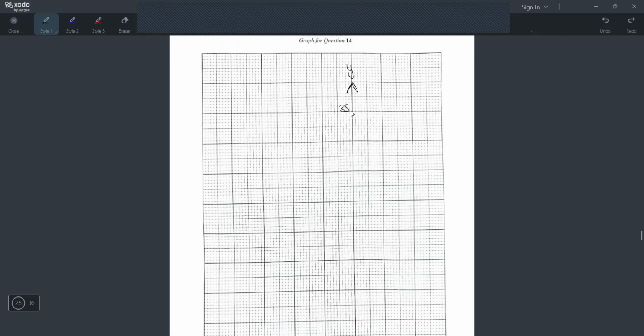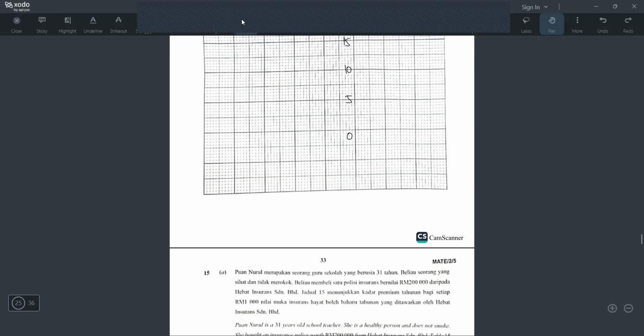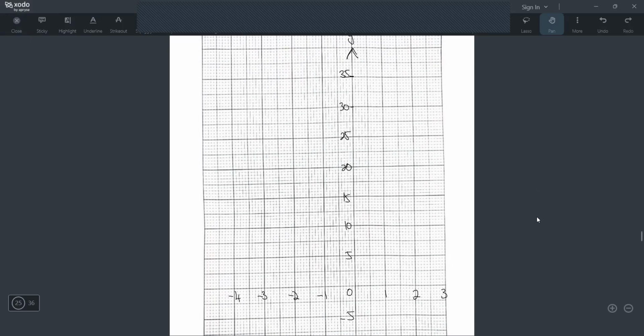So I'll just label this 35, and then this one will be 30, and then 25, 20, 15, 10, 5, 0, and this is where I write the 1, 2, 3. And then negative 1, negative 2, negative 3, negative 4. Everything will have enough space because I already considered everything before I put the y-axis, and this will be negative 5. It's enough space because the smallest value is negative 3. So yeah, this is very good.